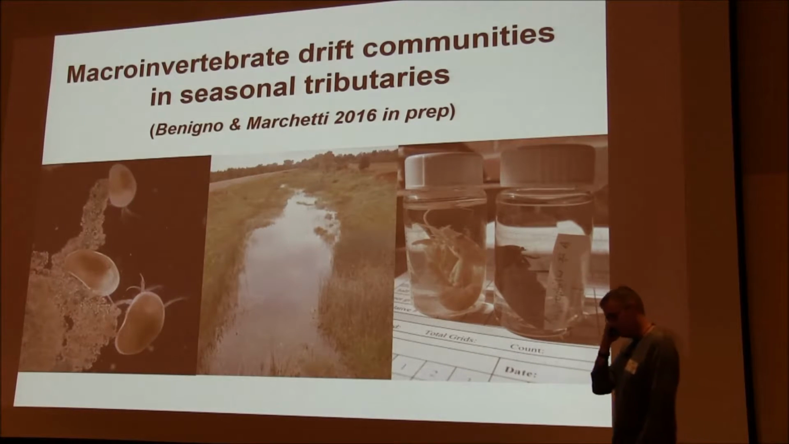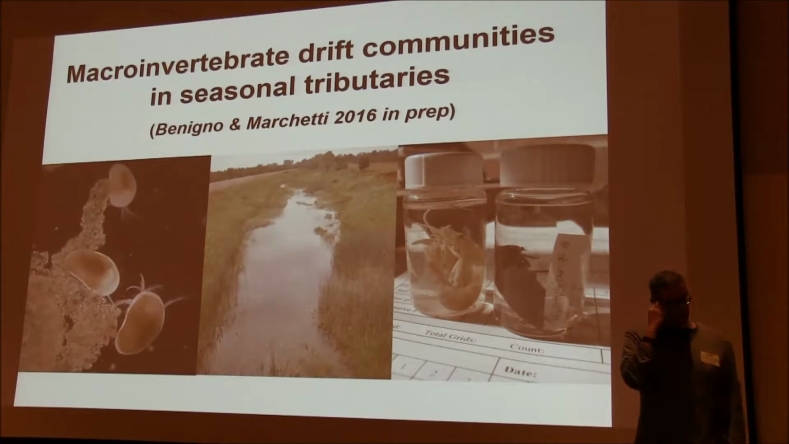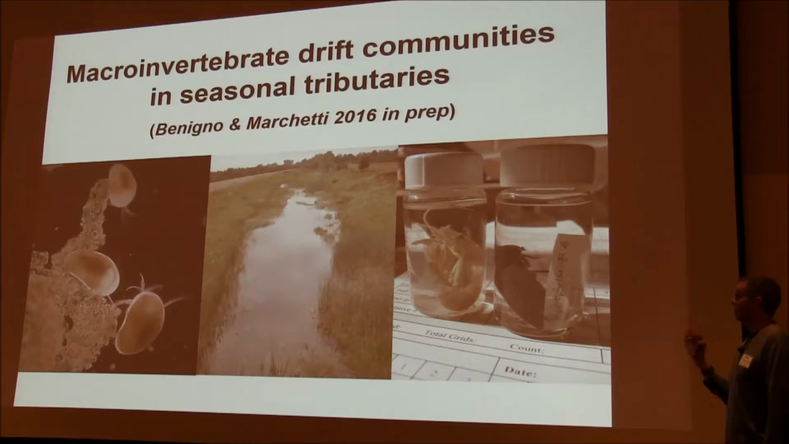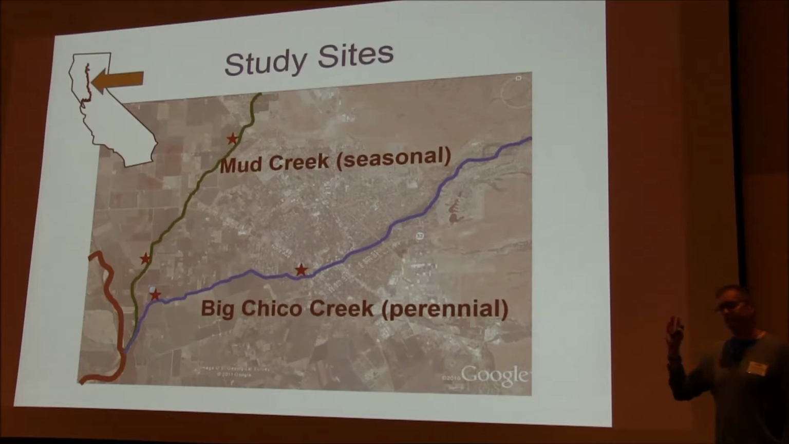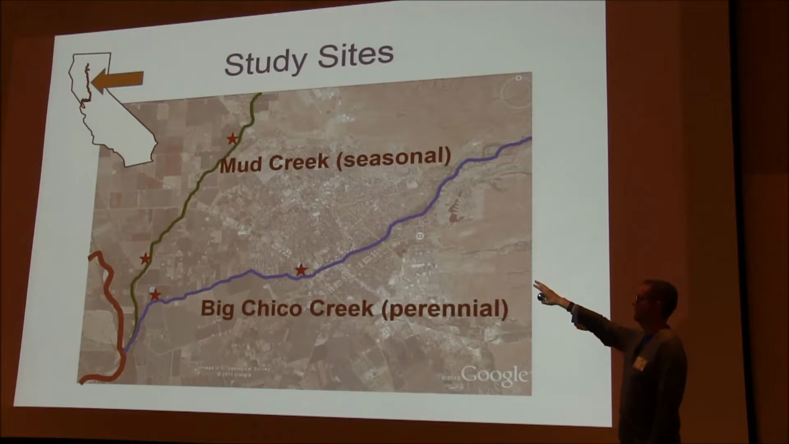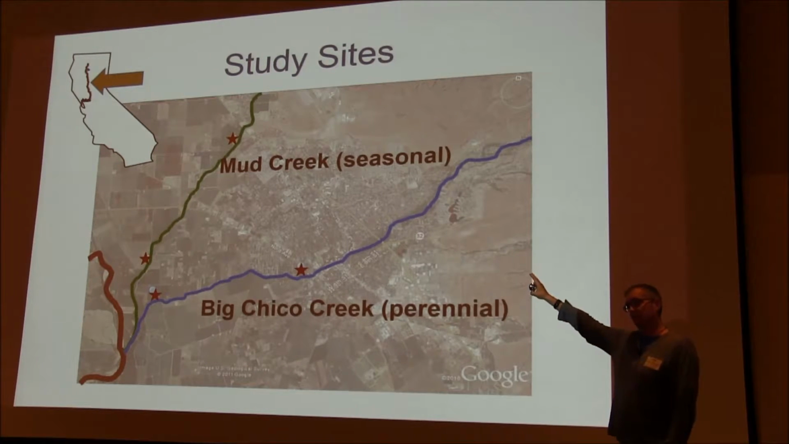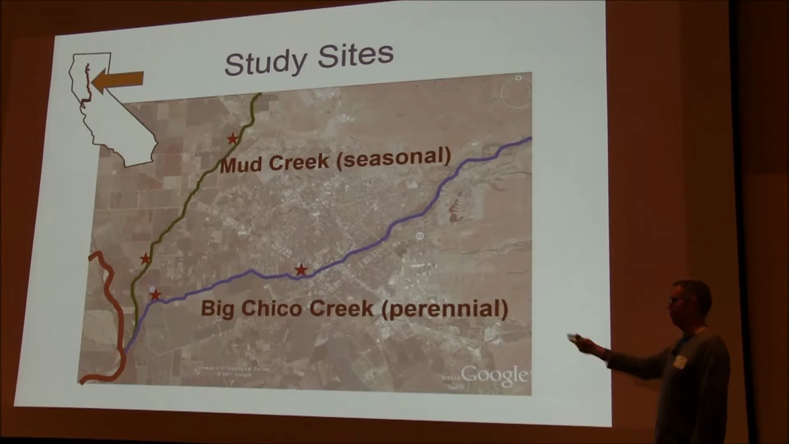So I had another student who decided to work on macroinvertebrates, and Gina Benino went out and looked at these seasonal tributaries again, and we did a little bit more isolated this time. We said Mud Creek's interesting, let's focus on that. So we're going to compare the macroinvertebrate communities in Mud Creek in 2 locations, sort of a lower down one and an upper one, and 2 in Big Chico Creek right near, stone's throw away, permanent stream.